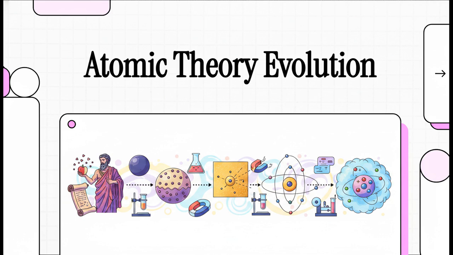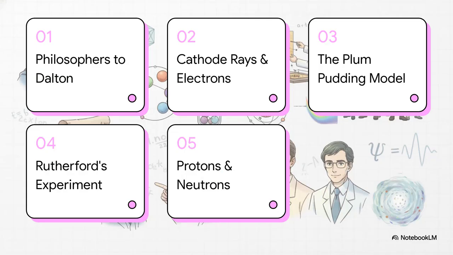If you want to understand not just what the atom looks like, but exactly how we figured it out, you're in the right place. Okay, let's look at our agenda for today. We'll be covering 1. Philosophers to Dalton. 2. Cathode rays and electrons. 3. The plum pudding model. 4. Rutherford's gold foil experiment. And finally, 5. Protons, neutrons, and nuclei.